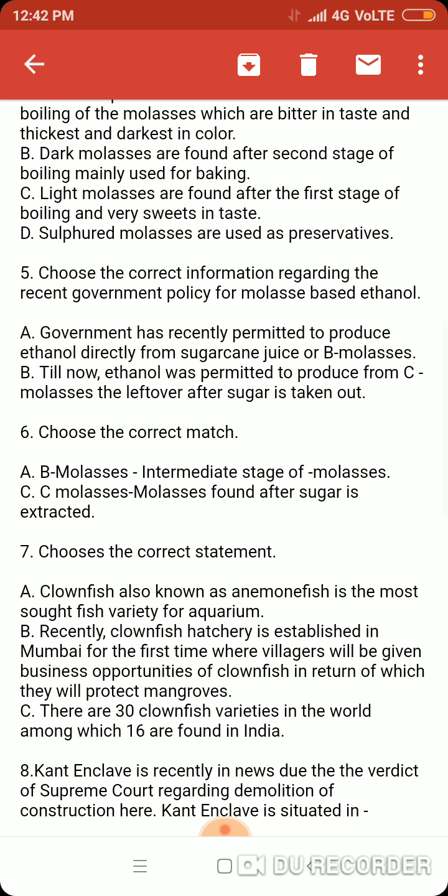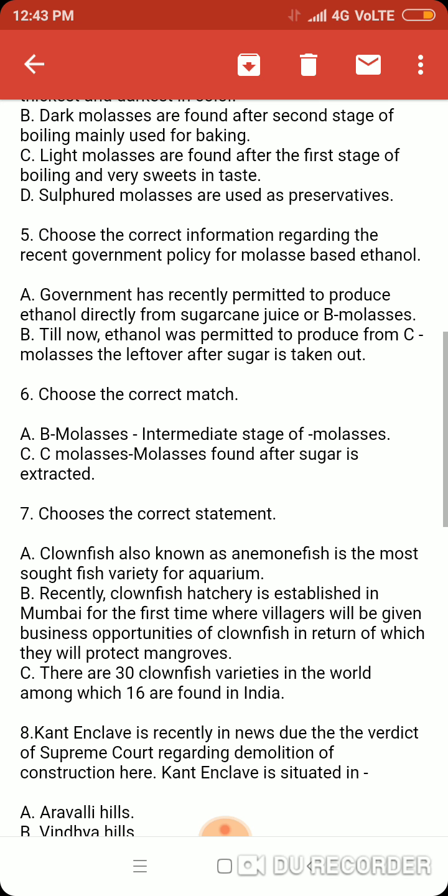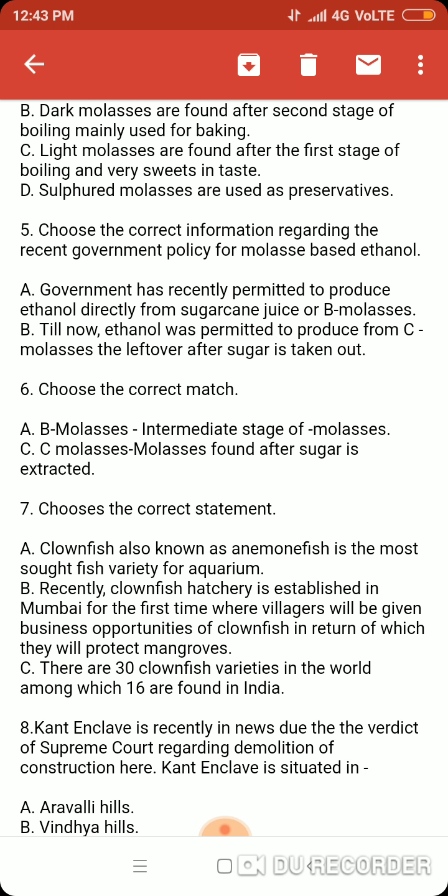Question number 5. Choose the correct information regarding the recent government policy for molasses-based ethanol. Option A. Government has recently permitted to produce ethanol directly from sugarcane juice or B molasses. Actually, this mandate has come recently. Till that moment, there was no policy to acquire ethanol directly from sugarcane or from the intermediate stage of molasses, because there are two hindrances here.